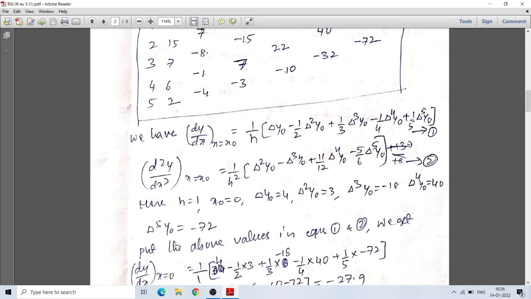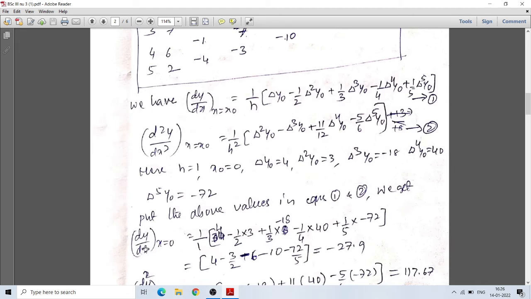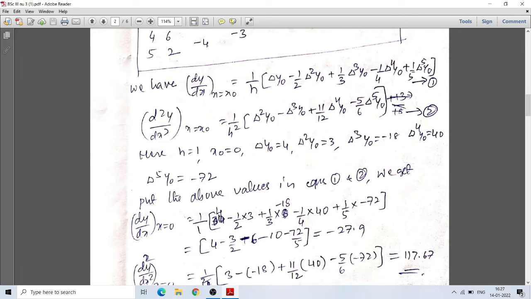Now I am substituting these values in equation 1 and putting x equal to 0. dy by dx at x equal to x naught, h is 1, so 1 over h is 1. Delta y naught value is 4, minus 1 by 2 delta square y naught value 3, plus 1 by 3 delta cube y naught value minus 18, minus 1 by 4 delta to the power of 4 y naught value 40, plus 1 by 5 delta to the power of 5 y naught value minus 72. Now very simple mathematics is there. Let's simplify this, and we will get minus 27 by 9.